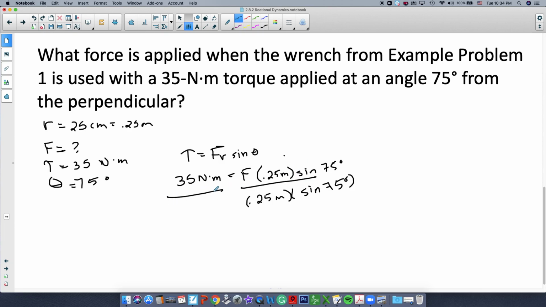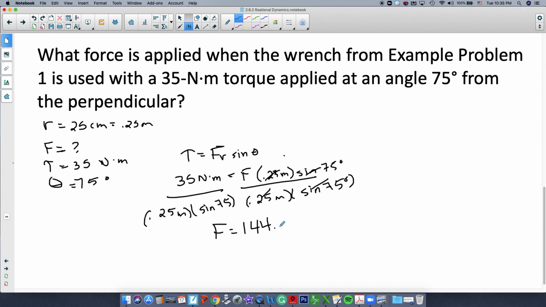So those will cancel out. So divided by 0.25 meters and sine 75. So boom, boom, boom, boom. What do we get? So 35 divided by 0.25 sine 75 degrees. And we get 144. Oh, okay, so I'm going to retract my statement of making it harder on myself.